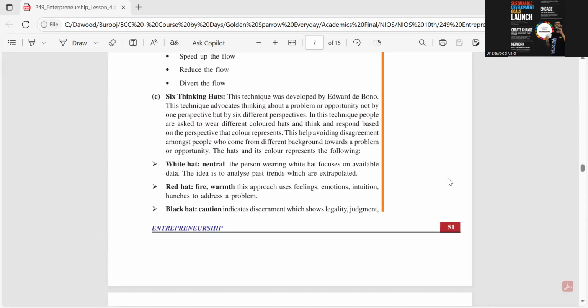Hello and welcome to our second part of creativity. That is, what does an entrepreneur require? Entrepreneurship. And this way, last time I spoke to you about Six Thinking Hats by Edward de Bono.